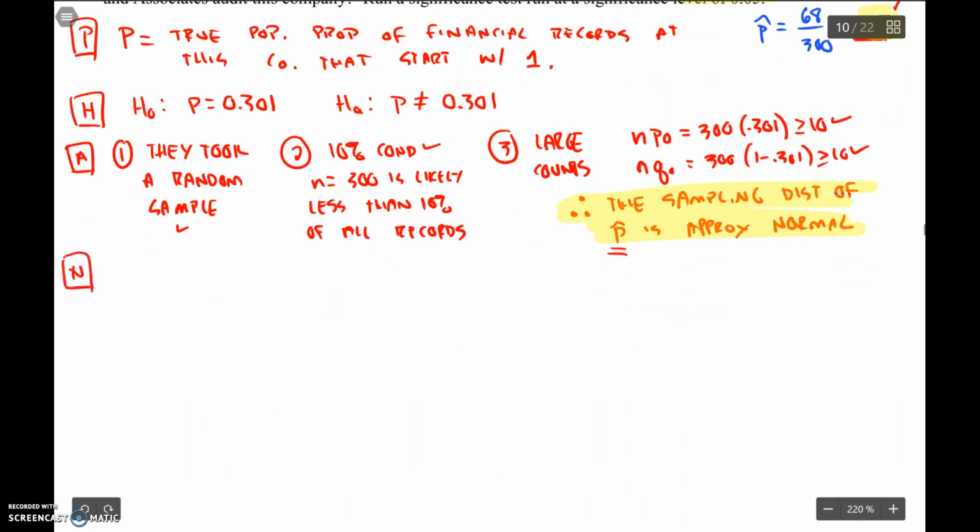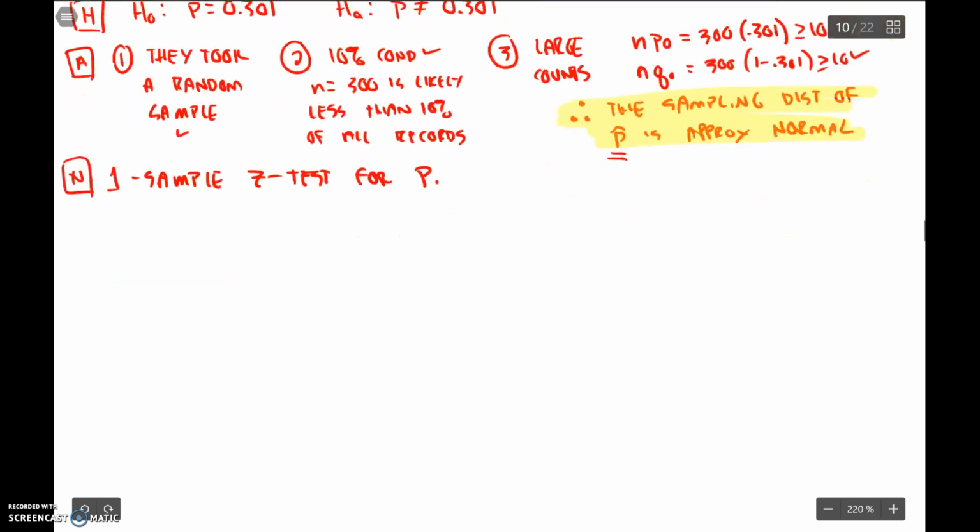N, name the test. This is a 1 sample z test for proportions. And technically on this step, you have to give the formula, but we could also give the formula for the T step. Calculate the test statistic. It's going to be a z test statistic. For symbols, it's going to be p hat minus p naught over the standard deviation of the sampling distribution of sample proportions under the assumption that the null is true.